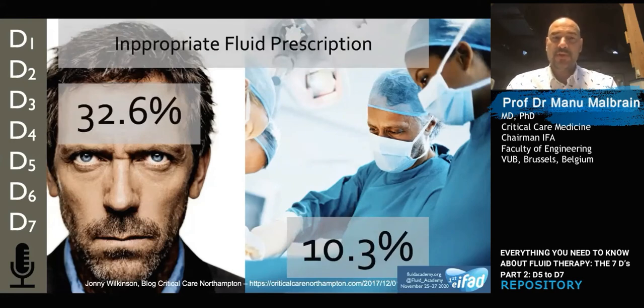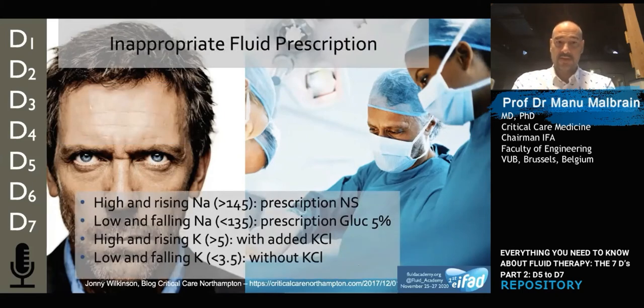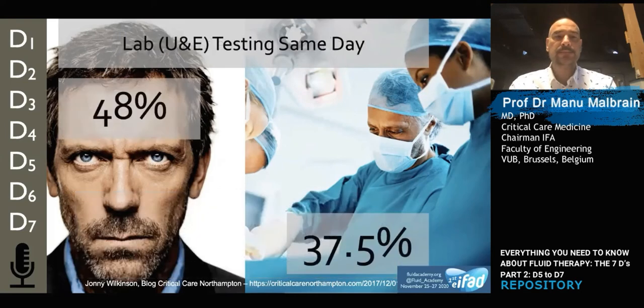Inappropriate fluid prescription was present in 32% of medical cases and 10% of surgical cases, and this was defined as a high sodium, above 145, and given more sodium, like saline, or low and decreasing sodium, less than 135, and prescribing hypotonic solutions like glucose. And for potassium, the same: a high potassium given more potassium, or a low potassium, and there the cutoffs were 3.5 and 5. Was there lab testing?